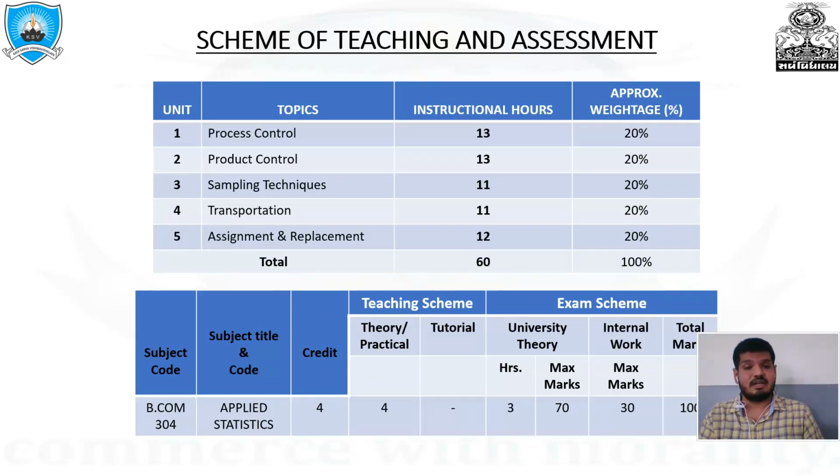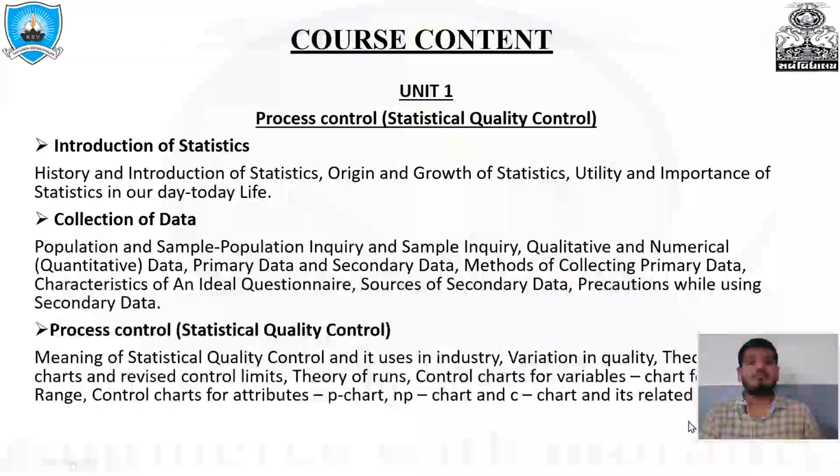Now subject code is BCom 304, subject title is Applied Statistics, the credit of this subject is 4 and teaching scheme is basically theory type and credit is 4. University theory is of 3 hours and marks is 70 and internal marks is out of 30. So total marks is 100 and you have to score out of 100 marks. Now let us start with the course content.